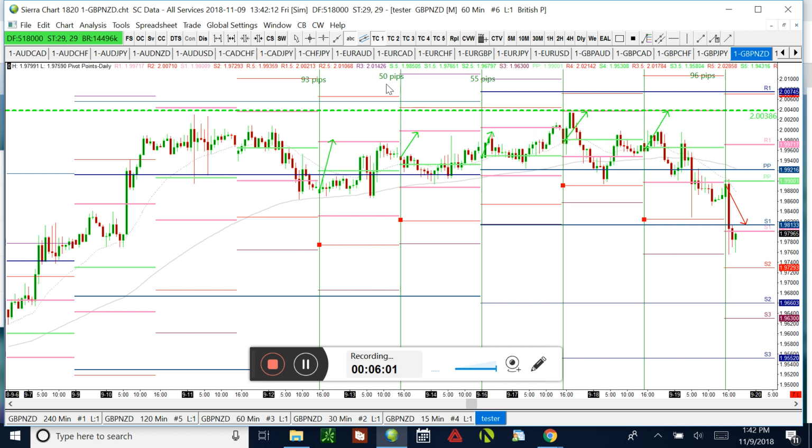We're going to leave these two trades open. So out of 1, 2, 3, 4, 5 days, we've got a total of, let's see, how many pips was that? Okay, so 93 plus 50 plus 55 plus 96. That's a total of 294 pips with two trades outstanding that are still going to come back. So that kind of concludes our video today.